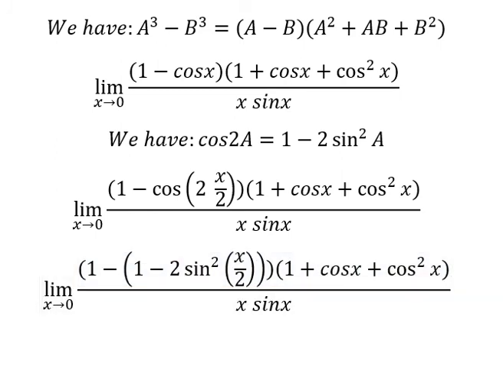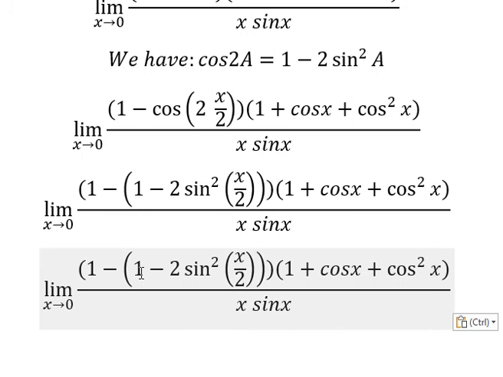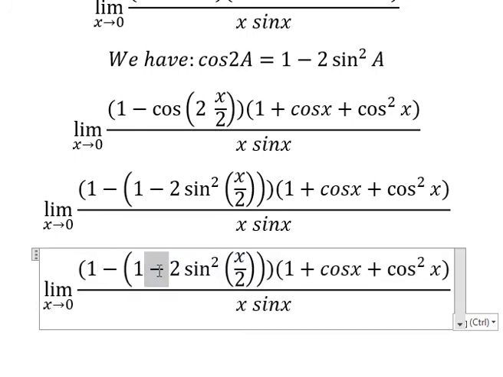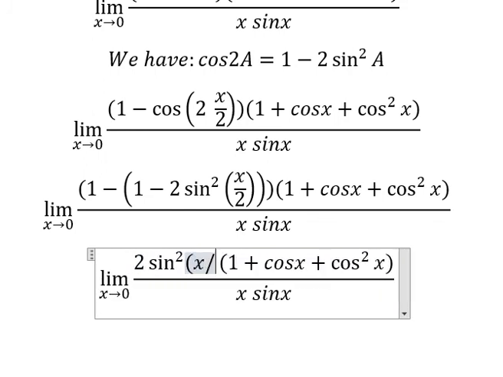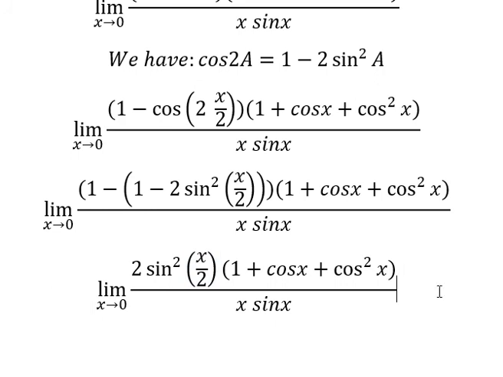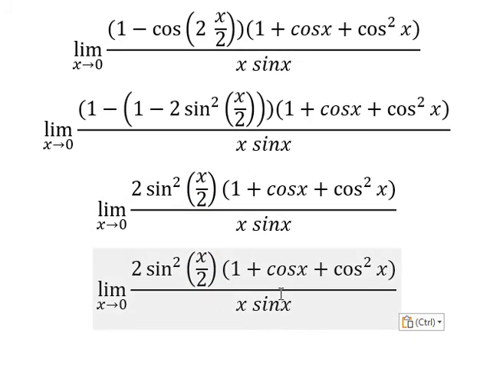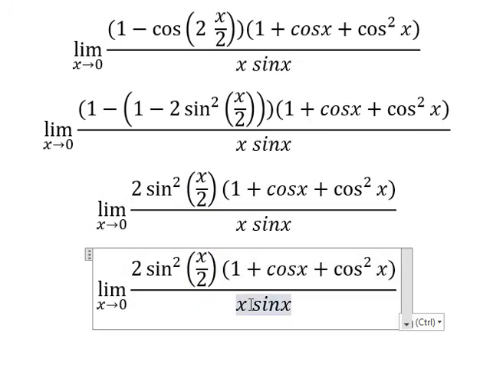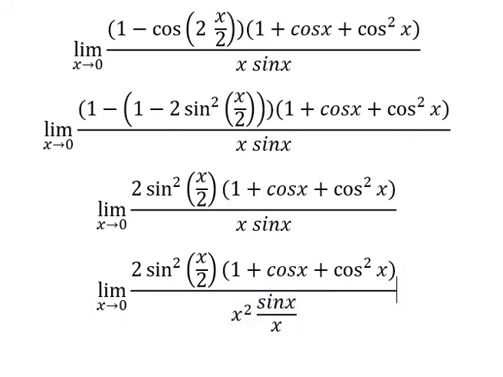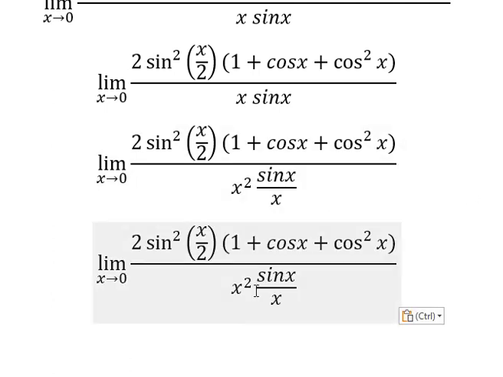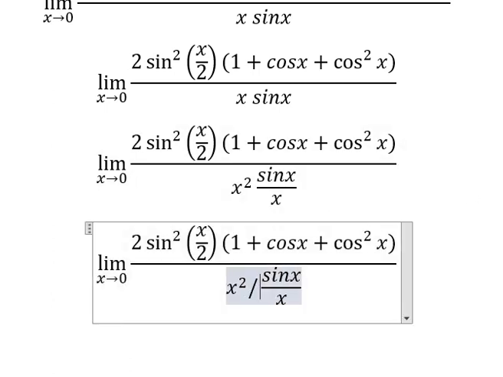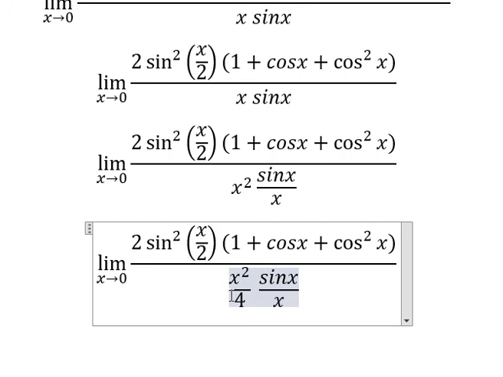So 1 minus 1 we cancel, negative negative we have positive, and now we have 2 sine s over 2 square. Next, I will put s on numerator and denominator. Now, the next one, I will put number 4 in here. So we have another number 4 in here.